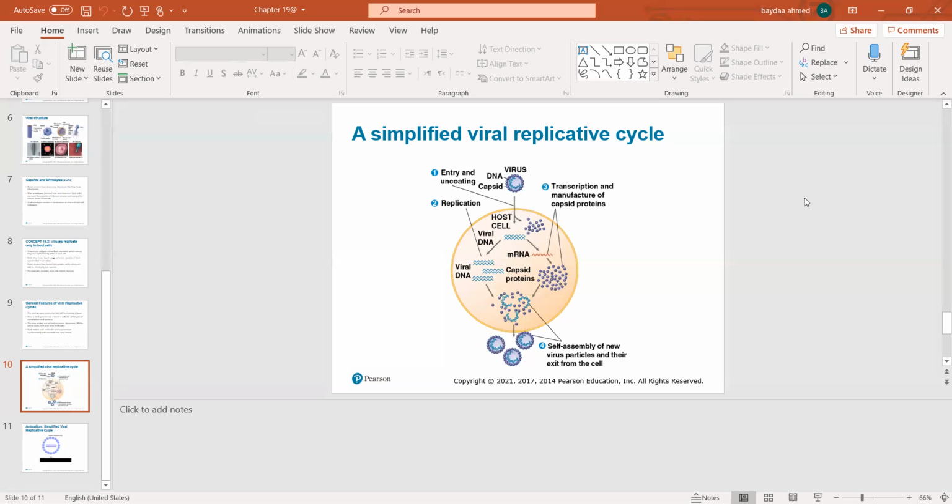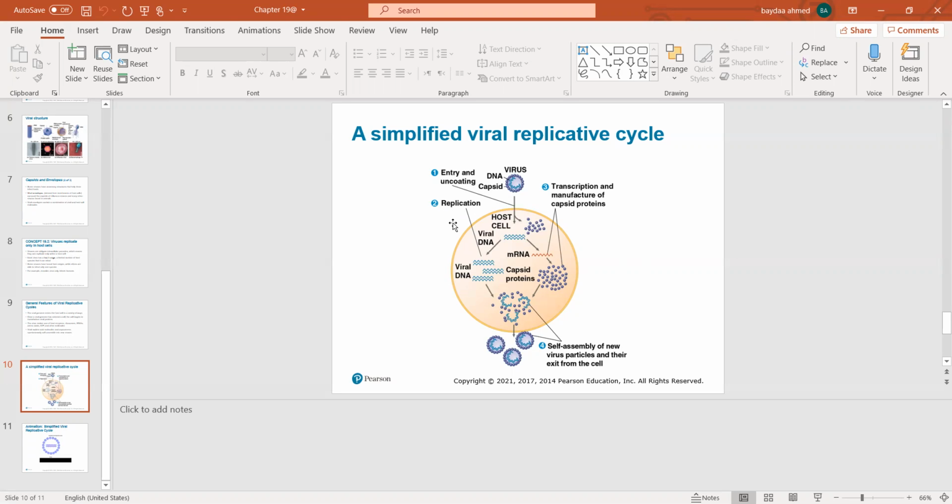This is a simplified viral replicative cycle. A virus is an intracellular parasite that uses the equipment and the small molecules of its host cell to replicate. In this simplest of viral cycles, the parasite is a DNA virus with a capsid consisting of a single type of protein. In the first step, the virus enters the cell and is uncoated, releasing its viral DNA and capsid protein.